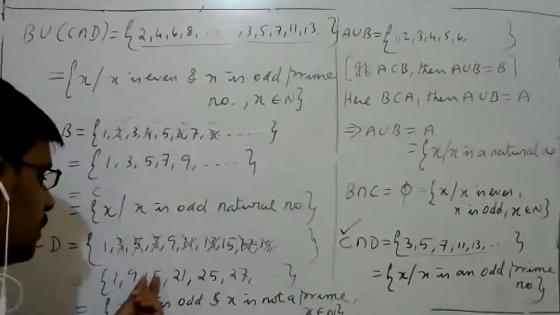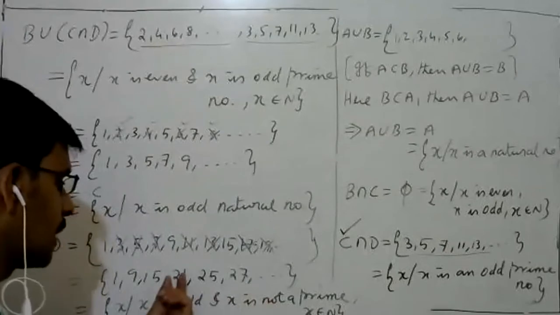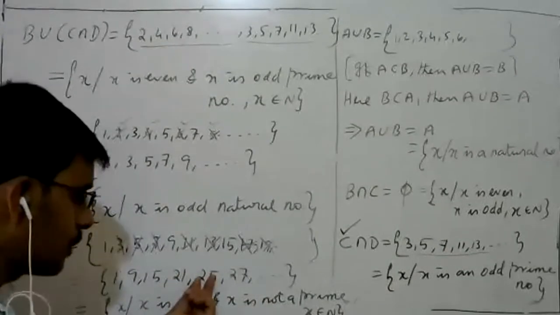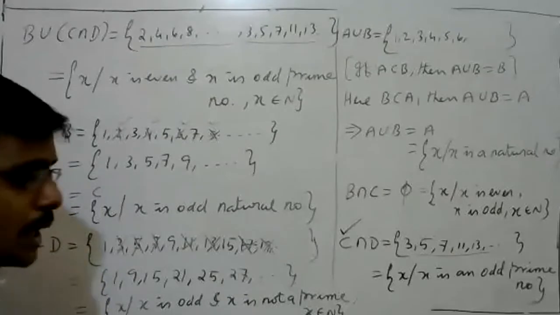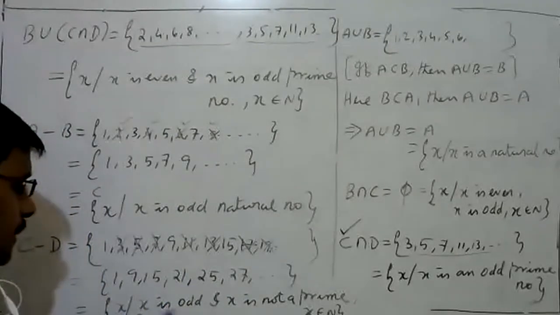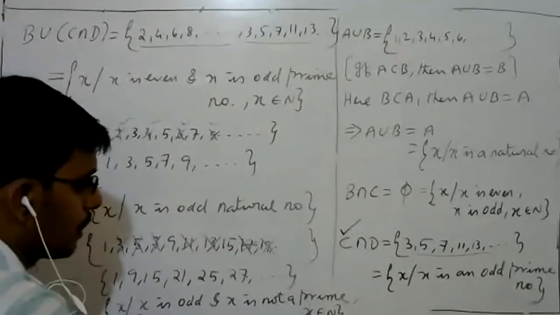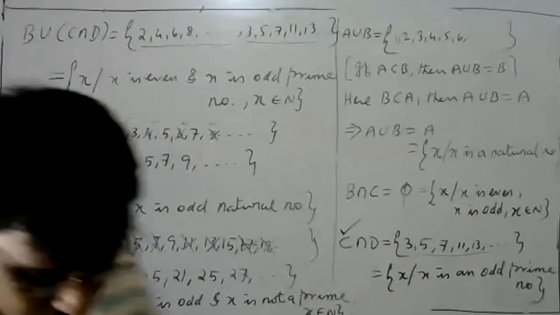I am adding this. 21 is an odd number and not a prime number. Add in this set. 25 is an odd number and not a prime number. Add in this set. Okay, so therefore this set in roster form, and the set builder form is set of all x, x is odd and x is not a prime number and x belongs to N. Okay, so therefore this is our answer, right?